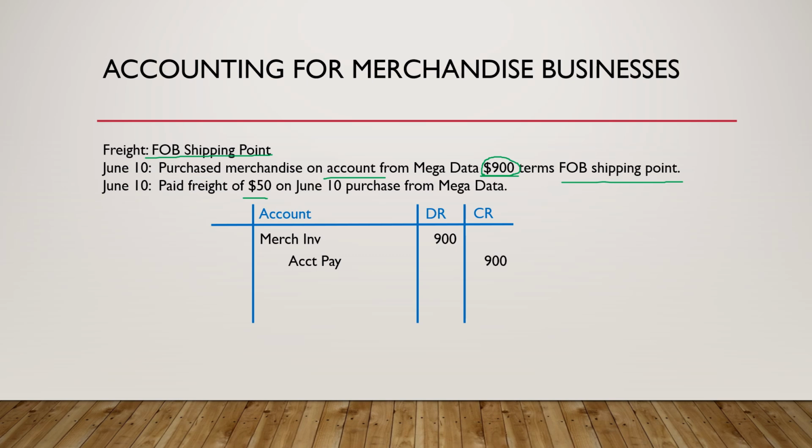FOB shipping point means the buyer is responsible for paying for shipping because ownership transferred to the buyer as soon as it was loaded on the truck at the shipping point. When the buyer pays for delivery, the buyer records this cost into merchandise inventory. We debit merchandise inventory because of our cost principle. We want to record our assets at their ultimate cost, since that is the most objective measurement. Obviously, credit cash for the amount disbursed to UPS, FedEx, DHL, or whoever handles the shipping.